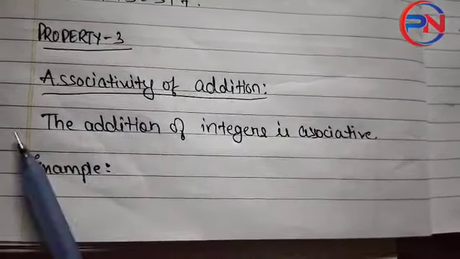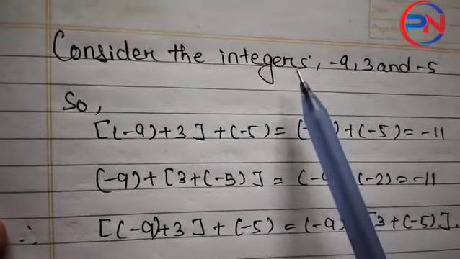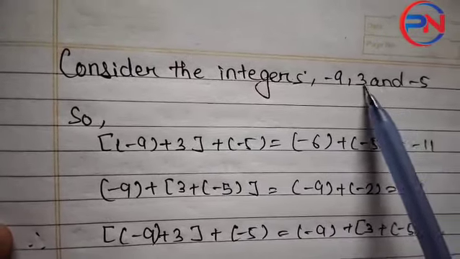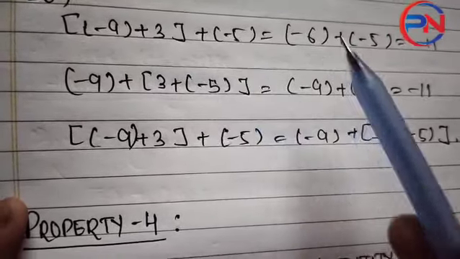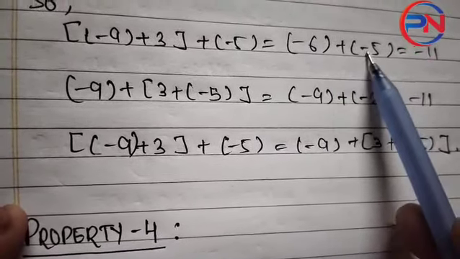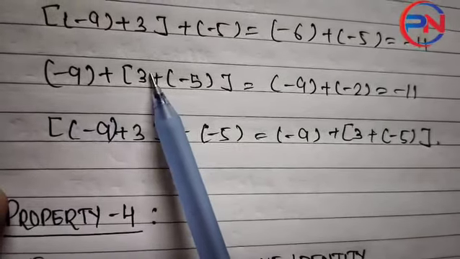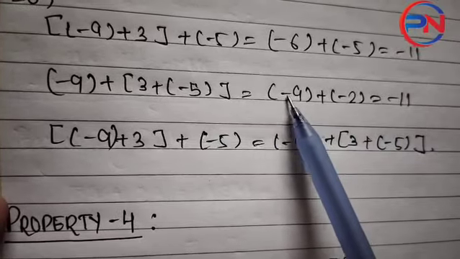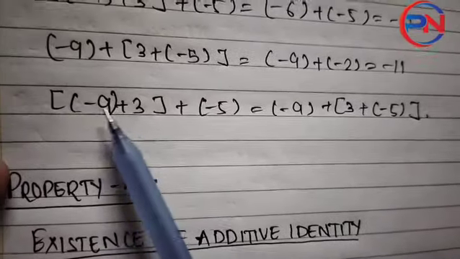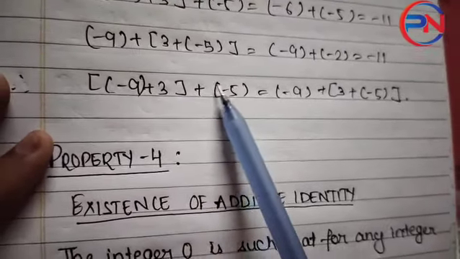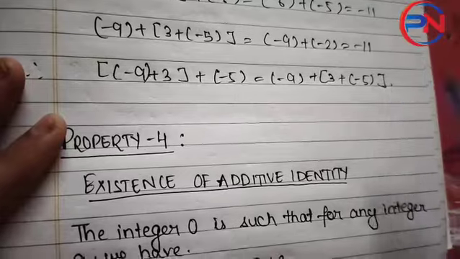Associative property of addition. The addition of integers is associative. For example, consider the integers minus 9, 3 and minus 5. So, (minus 9 plus 3) plus minus 5 is equal to minus 6 plus minus 5 is equal to minus 11. And minus 9 plus (3 plus minus 5) is equal to minus 9 plus minus 2 is equal to minus 11.